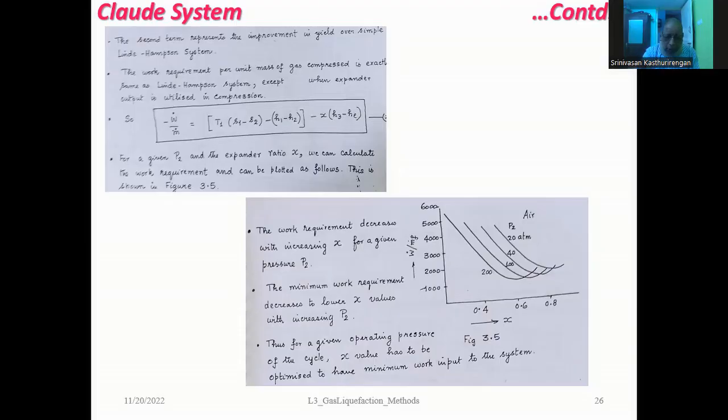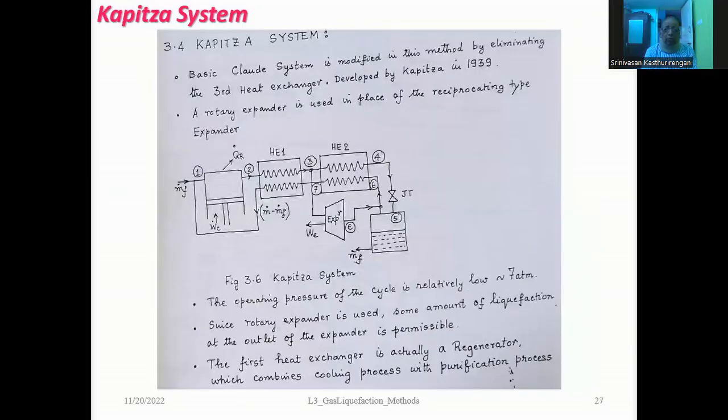Utilizing these facts, we can think of what is called a Kapitsa system. The Kapitsa system is a modified Claude system. What is the modification done? In this case, we are eliminating the third heat exchanger. And this was developed by Kapitsa in 1939.